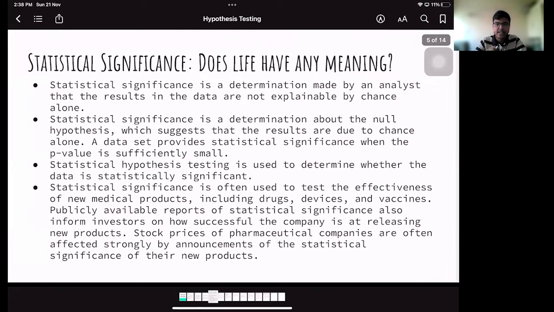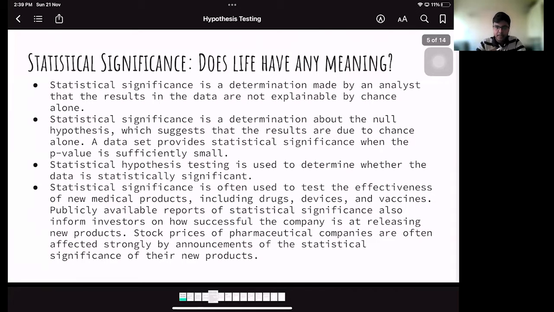Statistical hypothesis testing is used to determine whether the data is statistically significant. Means whether the observed data of the 10 people that we observe, the average height, is statistically significant or not. The method we use is hypothesis testing. Statistical significance is often used to test the effectiveness of new medicinal products, including drugs, devices, and vaccines. They check whether the extreme outlying cases are significant or not using this method.